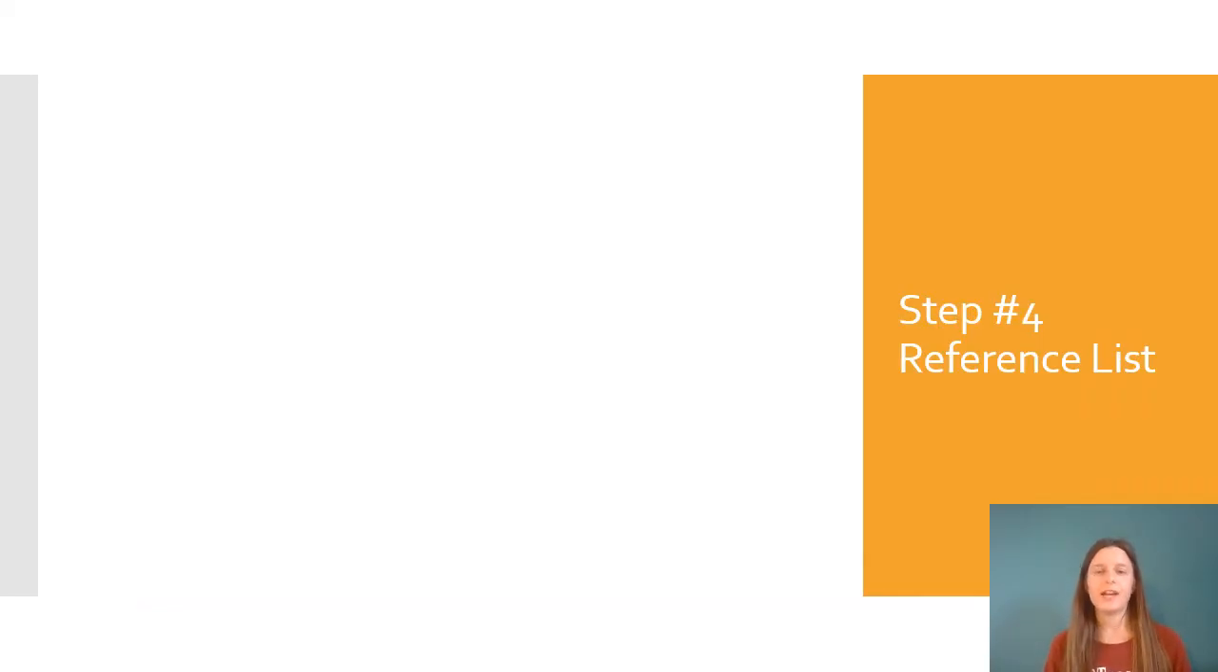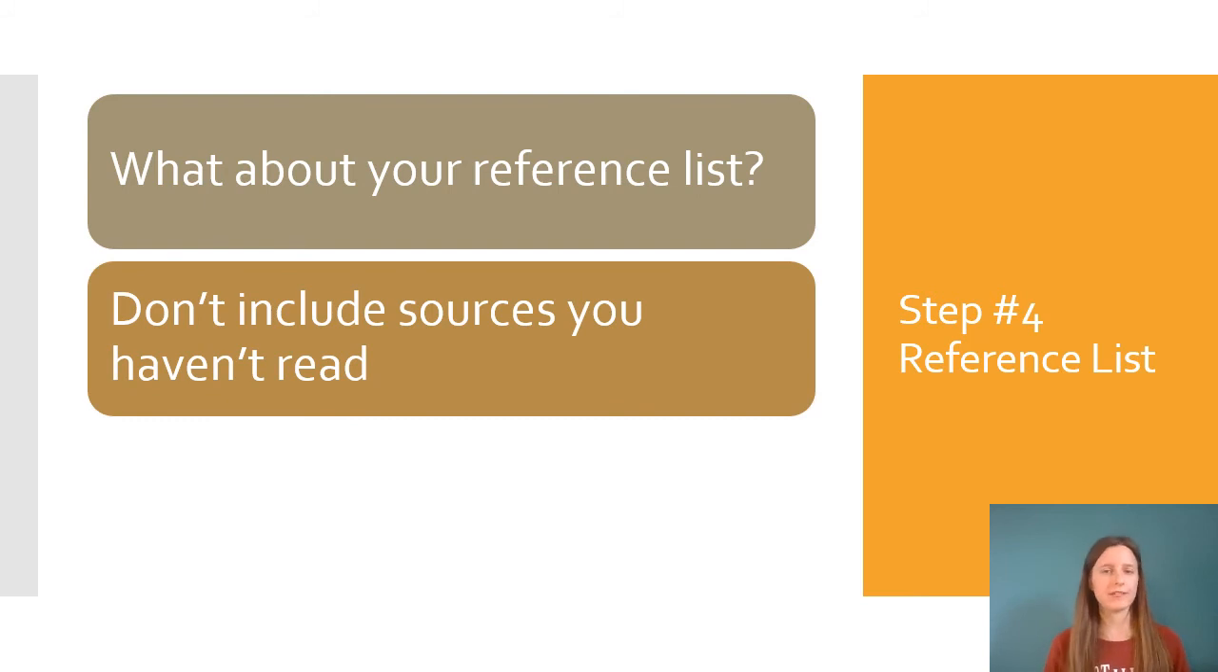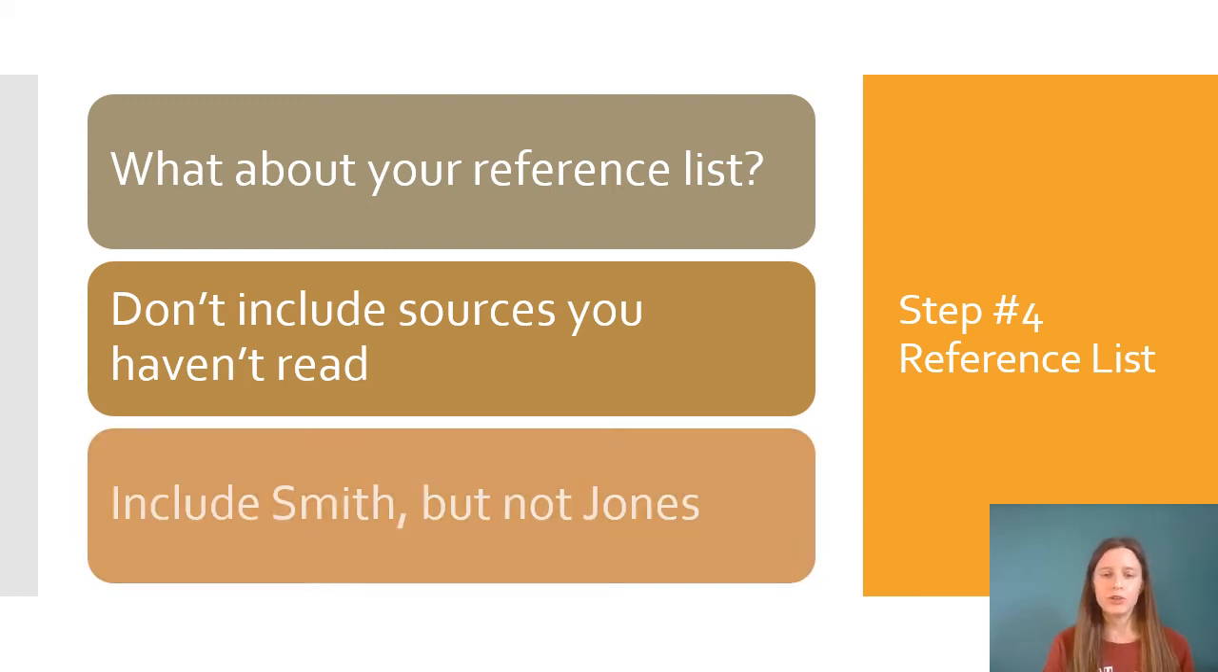So now we've figured out how to do the citation, there's one thing left to look at, and that's the reference list at the end of your essay. So what do you do with your reference list? Do you include Smith and Jones, or just Smith, or just Jones? What do you put in your reference list? So a good rule of thumb for your reference list is that you shouldn't include sources that you haven't read. So in this case, you should include Smith because you have read the Smith article, but you shouldn't include the Jones article because you haven't actually read it.